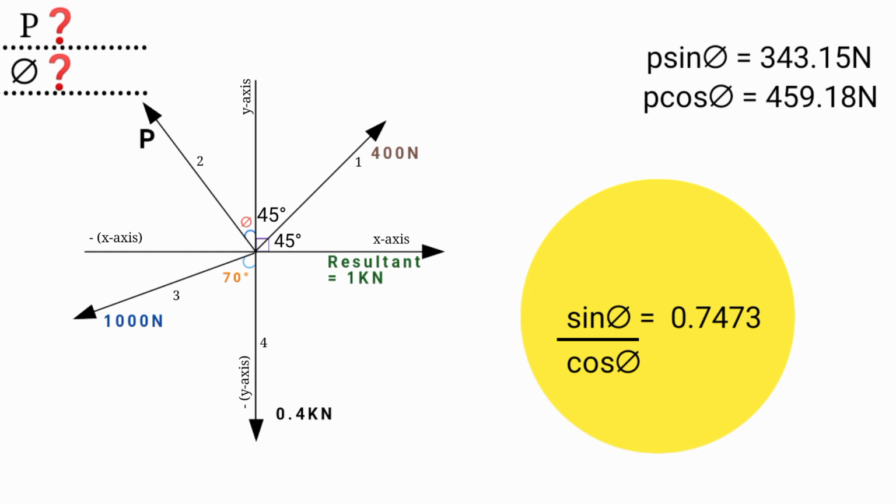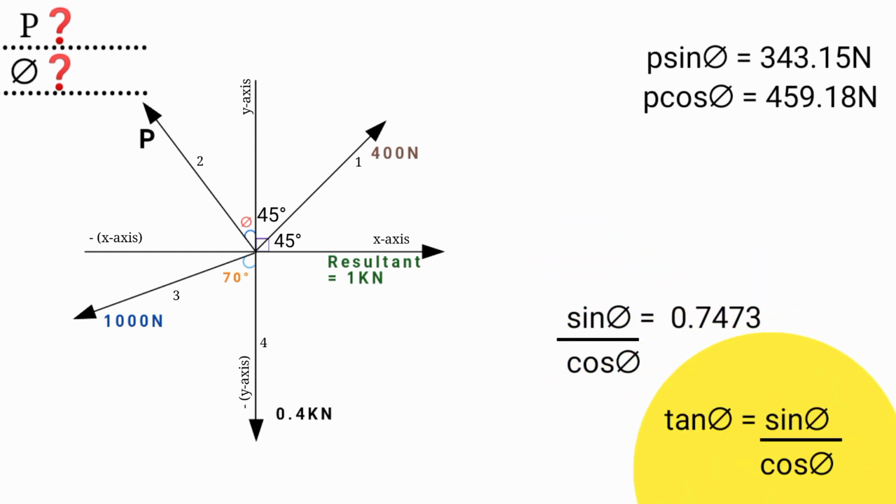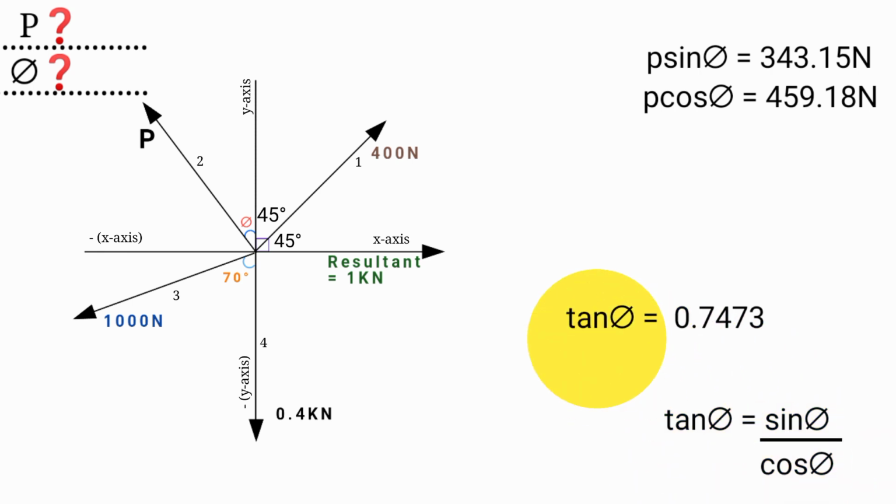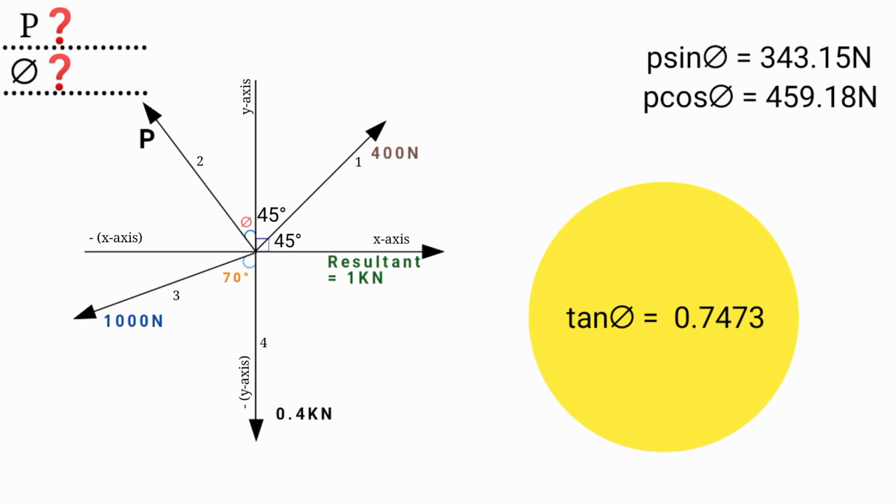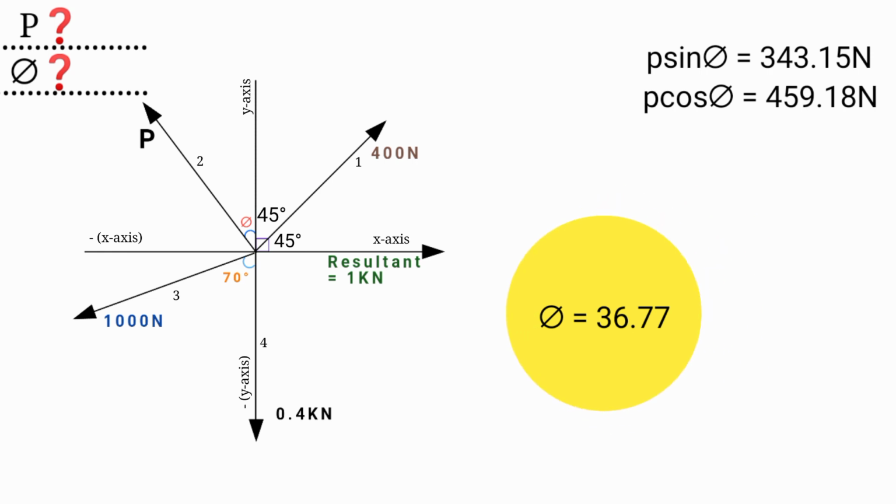Now from trigonometry, we know that tan theta equal to sin theta over cos theta. So if we replace this sin theta over cos theta with tan theta, we're going to have tan theta equal to 0.7473. To find theta, we'll find the tan inverse of 0.7473. So theta equal to tan inverse of 0.7473, which if you press your calculator equal to 36.77. So theta equal to 36.77 degrees.